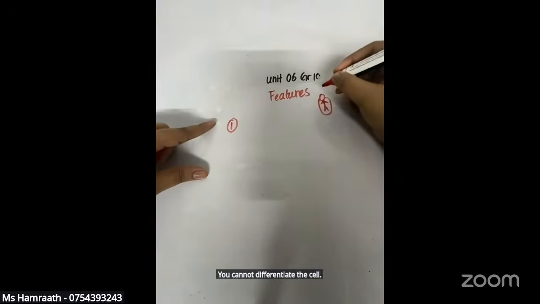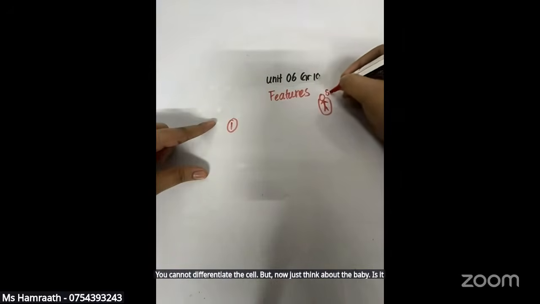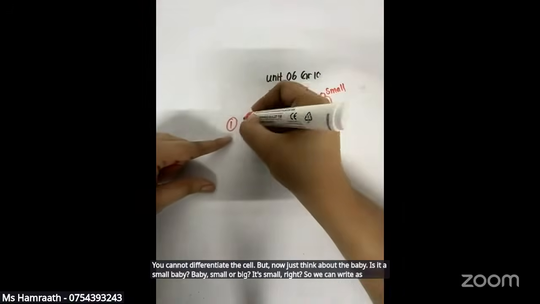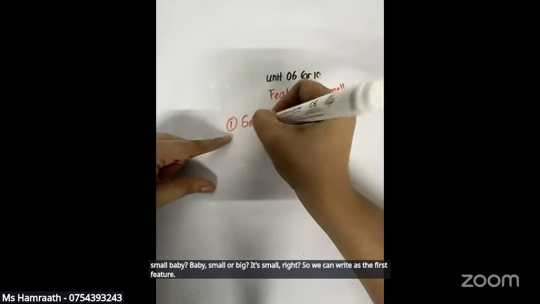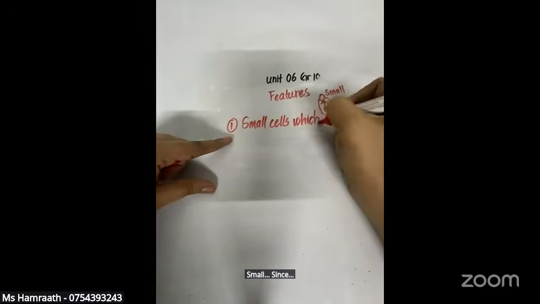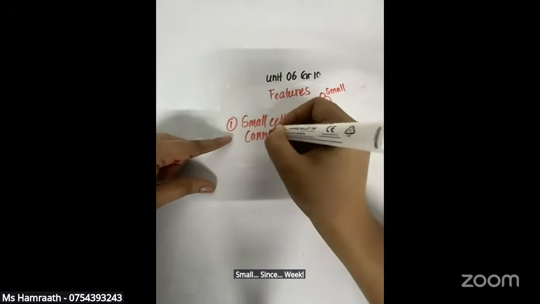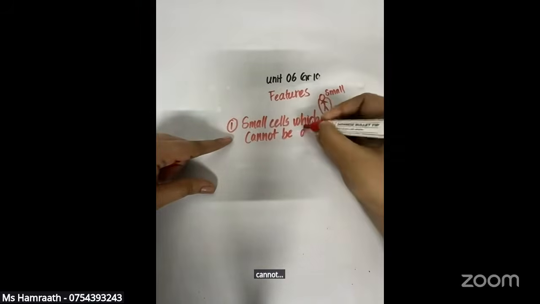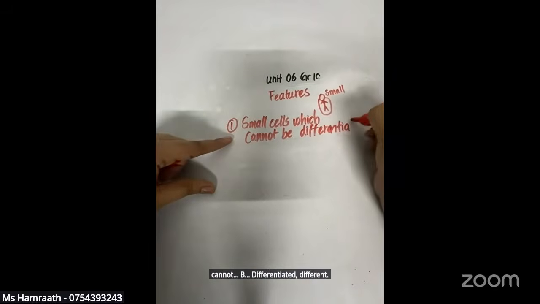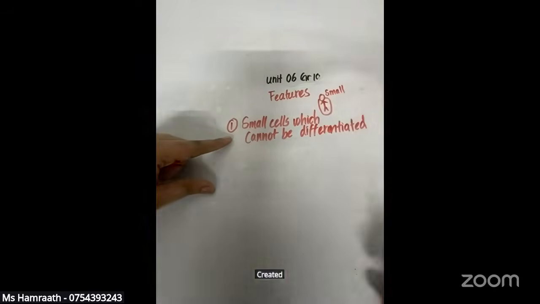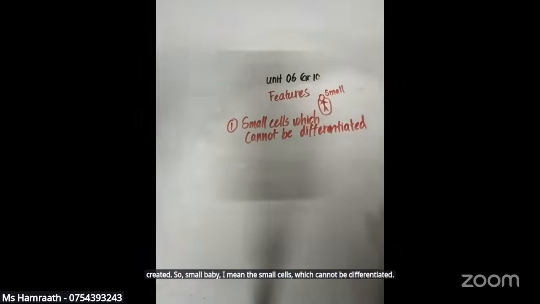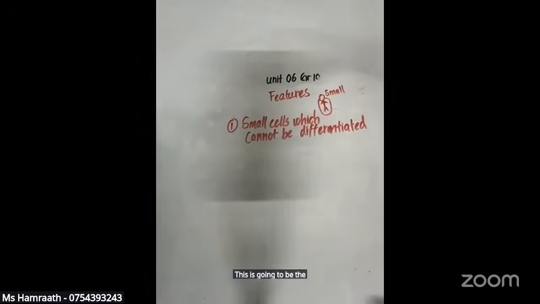But now just think about the baby. Is it a small baby? Baby small or big? It's small, right? So we can write as the first feature, small cells which cannot be differentiated. So small baby, I mean the small cells which cannot be differentiated. This is going to be the first feature, right?